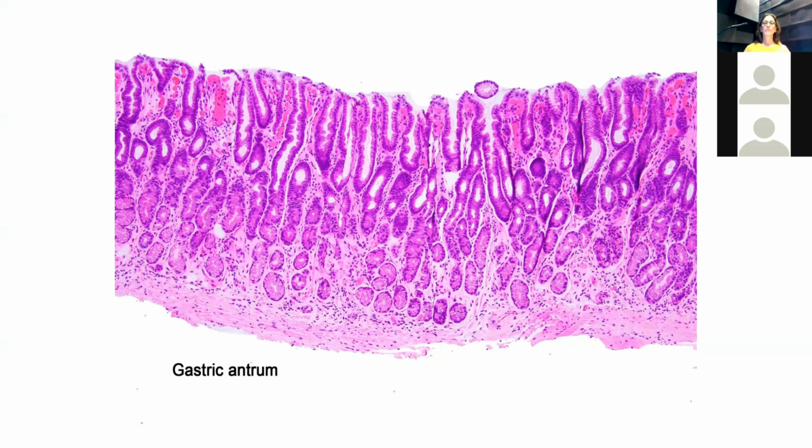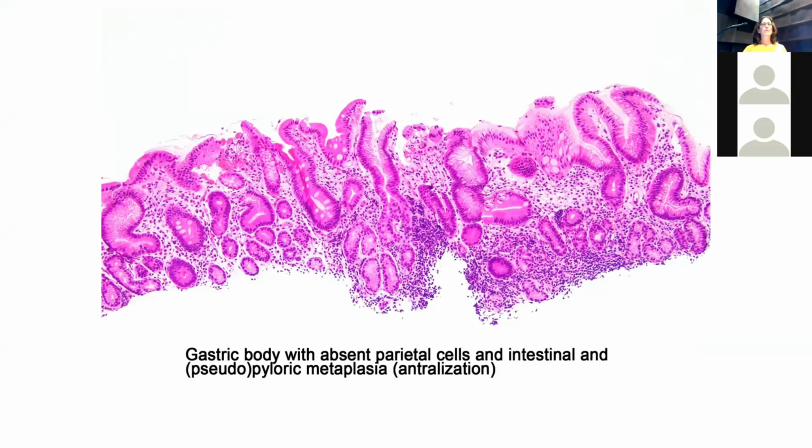Here's the antrum. Hopefully the residents all recognize that there's a little bit of chemical or reactive gastropathy with these corkscrew-shaped glands with a little loss of mucin. And you can probably make out some slender little smooth muscle bands in there. Oh, joy. Here's the body, same patient. It's disorganized. It has absent parietal cells and it has intestinal metaplasia and so-called pseudo or pyloric metaplasia, whatever you prefer. These look like antral glands.